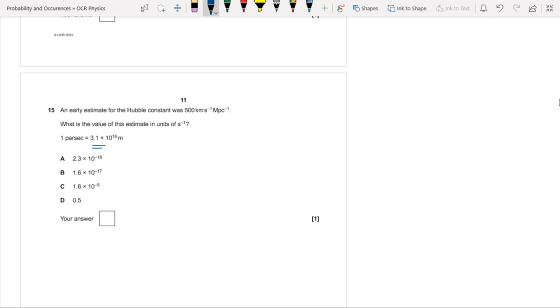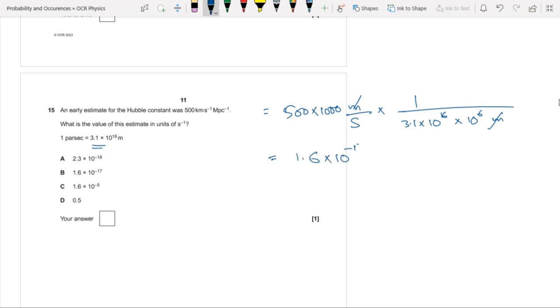So relatively simple question. Yes, 500 multiplied by 1000, and that's meters per second, multiplied by 1 parsec, 3.1 times 10 to the power 16 times 10 to the power 6 for mega, meters. Meter cancels the meter. Yeah, we can calculate this as 1.6 times 10 to the power minus 17 per second. So the correct option is option number B.